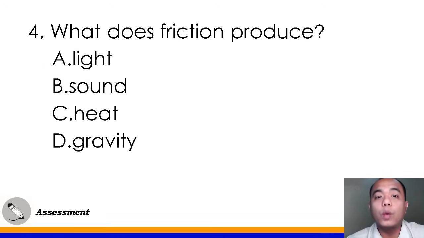Number 4. What does friction produce? A. Light, B. Sound, C. Heat, or letter D. Gravity. The correct answer is letter C. Friction produces heat.